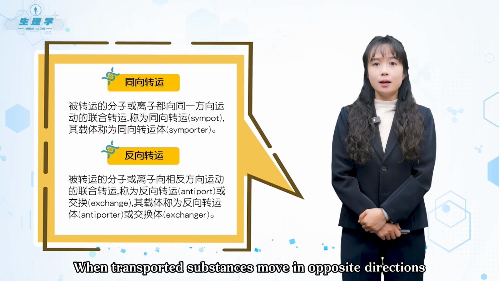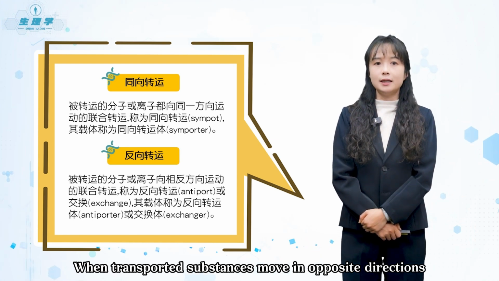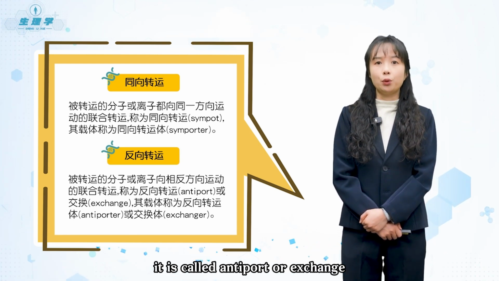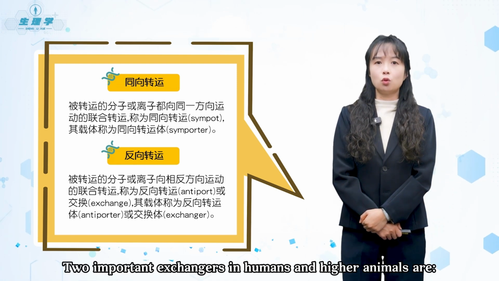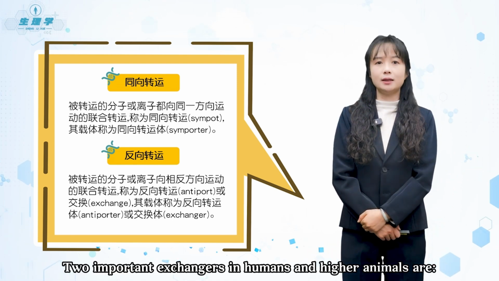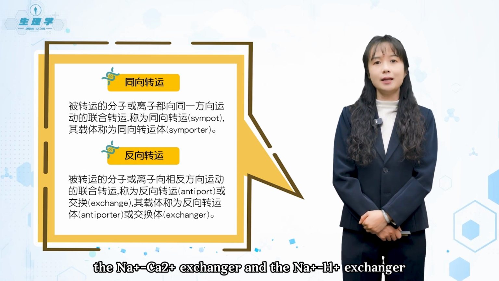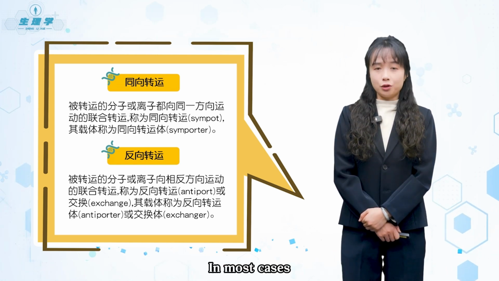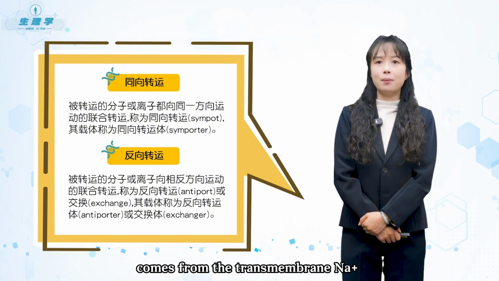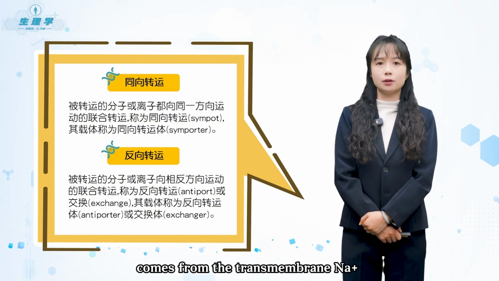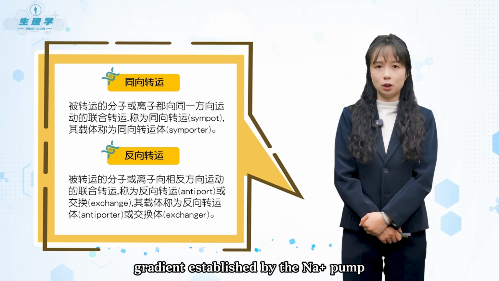When transported substances move in opposite directions, it is called antiport or exchange, and the carrier is an exchanger. Two important exchangers in humans and higher animals are the Na+-Ca2+ exchanger and the Na+-H+ exchanger. In most cases, the driving force for secondary active transport comes from the transmembrane Na+ gradient established by the Na+ pump.